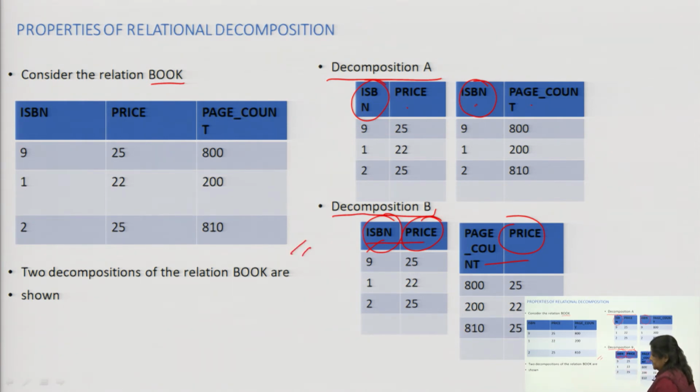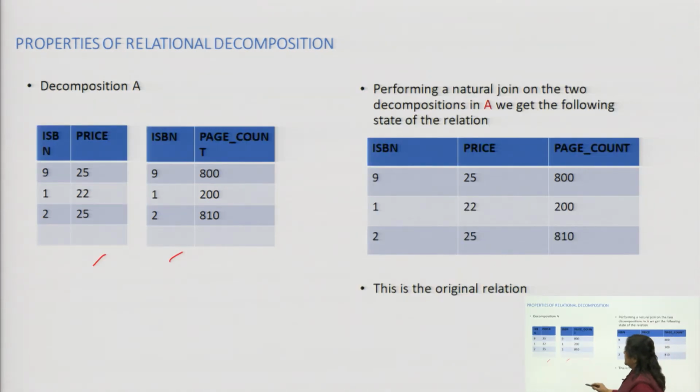So, that means on performing a natural join on the two decompositions, what do we get? We have got the original relation back. So, that means this is a lossless join. No loss of information is there or no additional tuples are there.